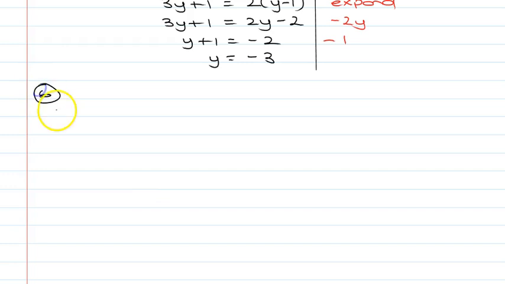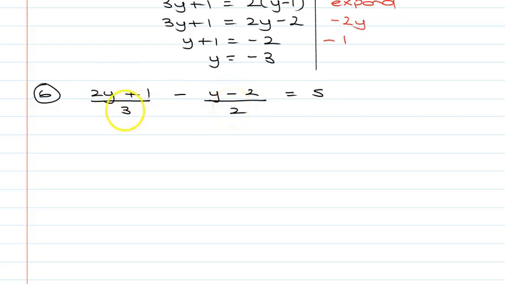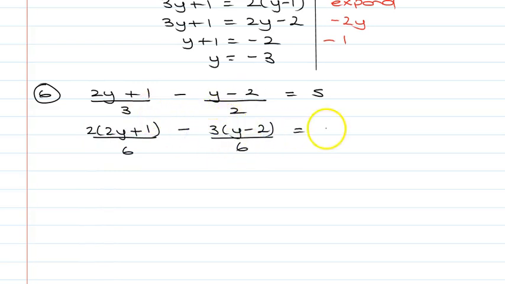Let's just do the final example, which is very hard. It's a complex fraction. Okay, so as you can see here, I've got fractions here and here on the left-hand side. Before I can do anything, I want to get the denominators the same, so I'm going to find equivalent fractions. In order to do that, I'm going to multiply this whole fraction by 2 and this whole fraction by 3. So doing that gives me 2 bracket 2y plus 1 over 6, minus, and multiply all this by 3, bracket y minus 2 over 6 equals 5.